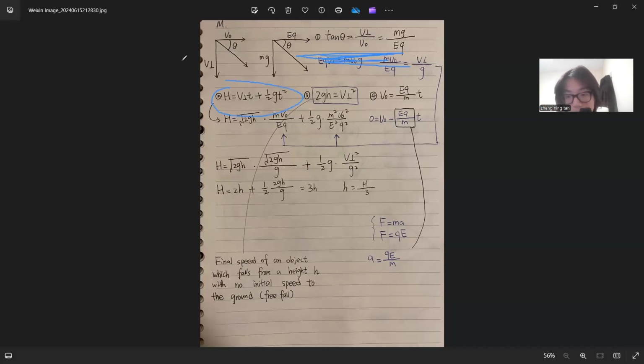The second formula is the acceleration formula, but this time we use it in the vertical direction. The third formula is the free fall formula. The fourth is what we derive using Newton's second law and electric force. And because the terminal horizontal velocity of N is 0, we can draw this conclusion.